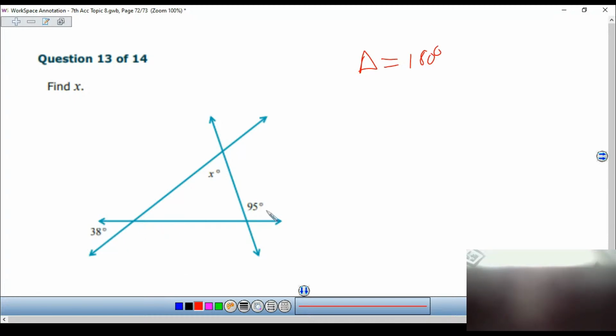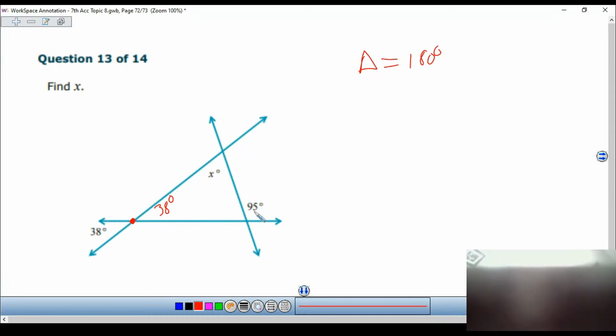But I can use some of the properties that we know to get some of the ones we need so I can find this x. This right here, remember what that's called? That's called the vertex, which means I have vertical angles here. So if this angle down here is 38, then this one is also going to be 38 because vertical angles are always equal.